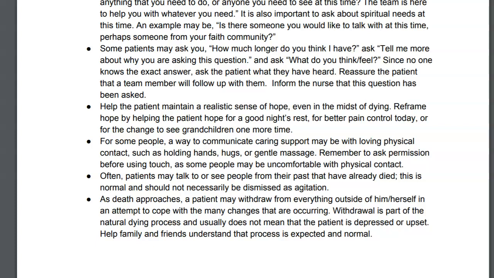Often, patients may talk to or see people from their past who have already died. This is normal and should not necessarily be dismissed as agitation. As death approaches, a patient may withdraw from everything outside of him or herself in an attempt to cope with the many changes that are occurring. Withdrawal is a part of the natural dying process and usually does not mean the patient is depressed or upset. Help family and friends understand that this process is expected and normal.